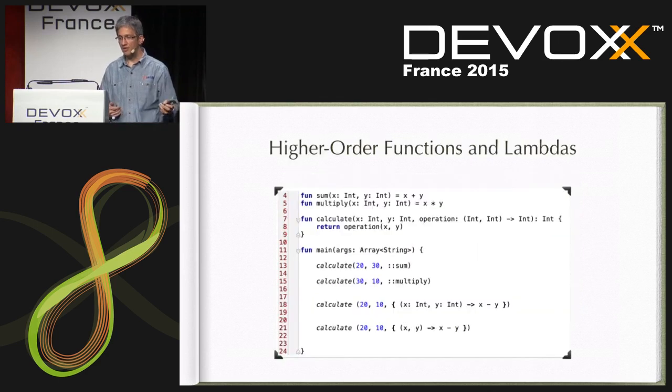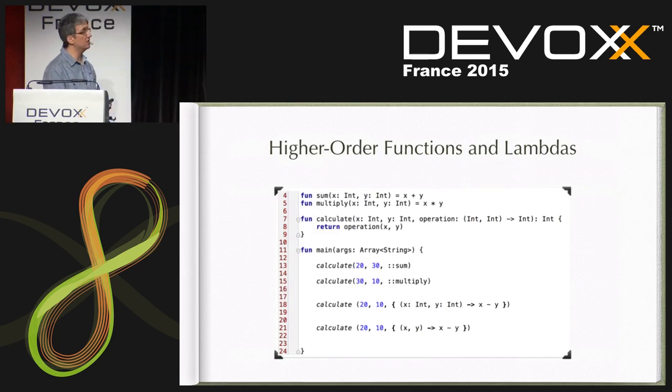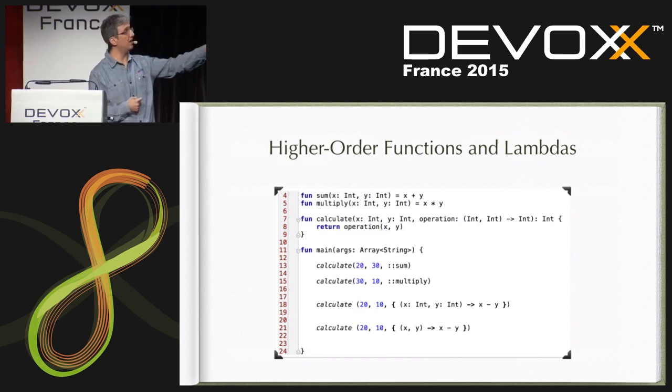Higher order functions, so here I have a function sum and a function multiply, and then I call calculate, which takes 2 integers, and a function that takes 2 integers and returns an integer, and there you can see how I can apply it.